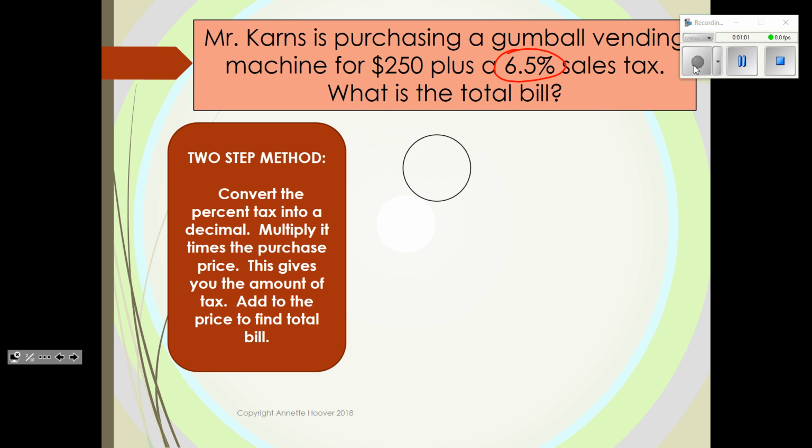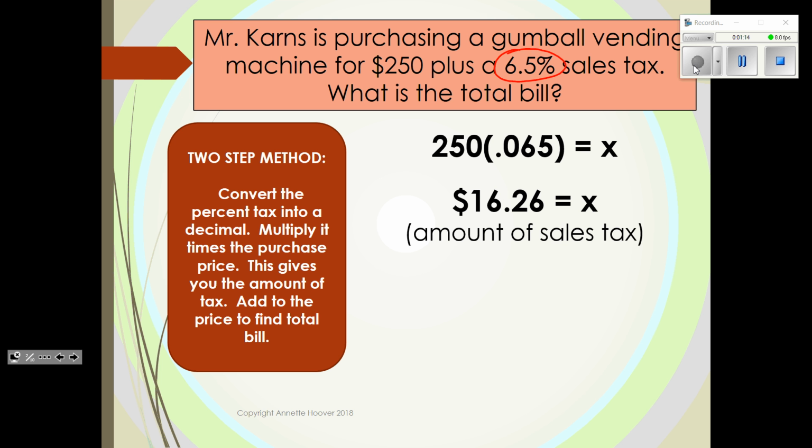So if we turn that 6.5% into a decimal, we have 65 thousandths, and we're simply going to multiply that times the purchase price. So what is 6.5% times $250? That's going to give us the amount of tax. Now remember, when calculating with our calculators, we're always going to round to the nearest cent. So if you have more than 2 numbers in the decimal, you're going to round to the nearest hundredth.